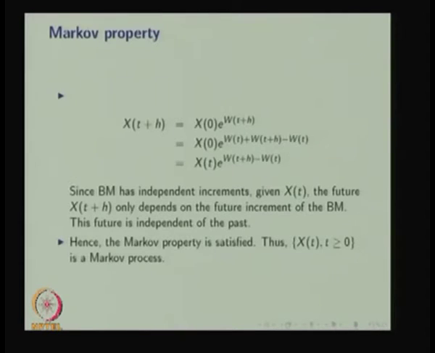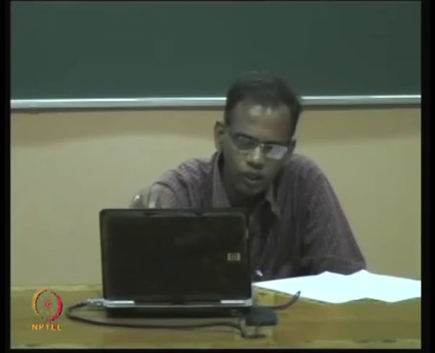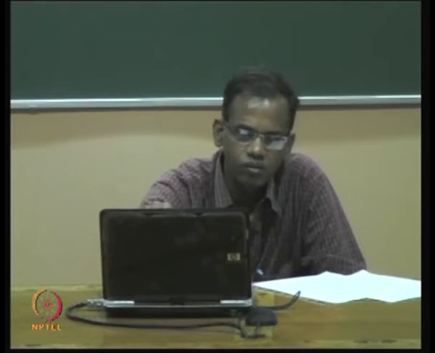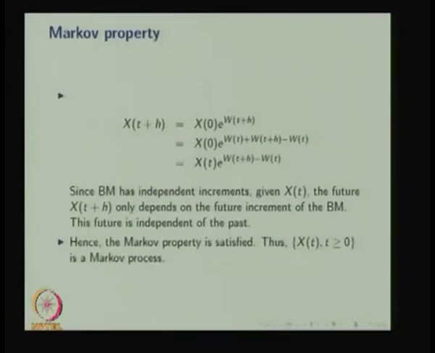So this feature is independent of the past information. Here the past information is from 0 to small time t. Hence, the Markov property is satisfied because the future depends only on the present, not the past. Therefore, the Markov property is satisfied. Hence, the xt is the Markov process.